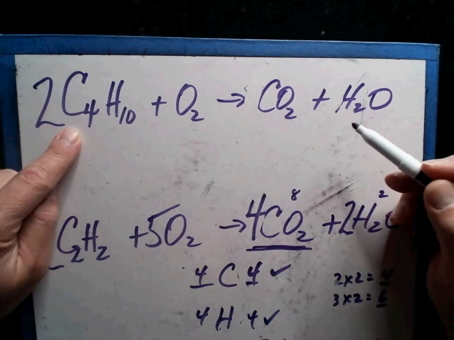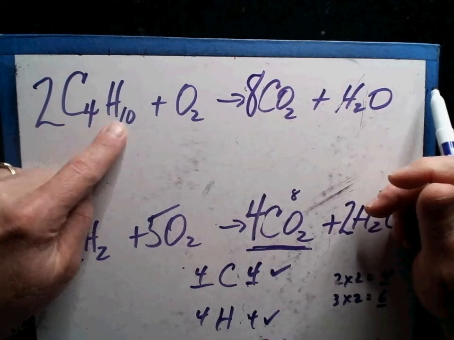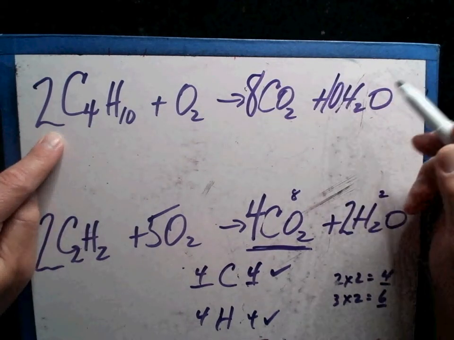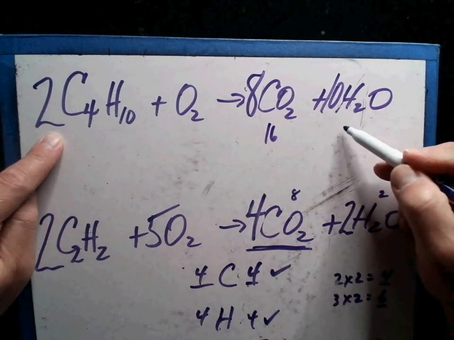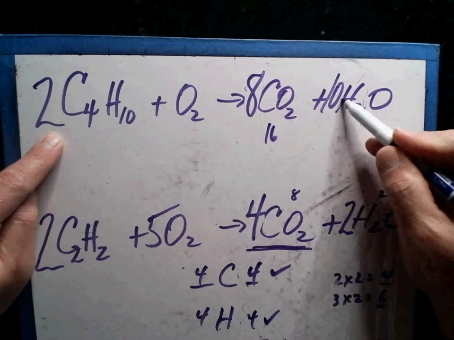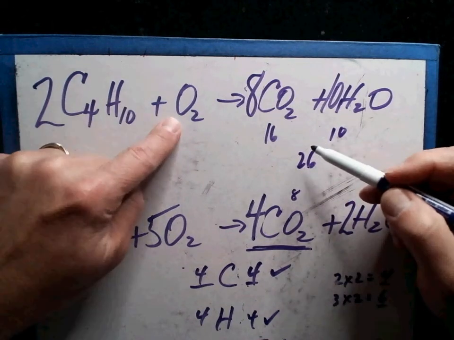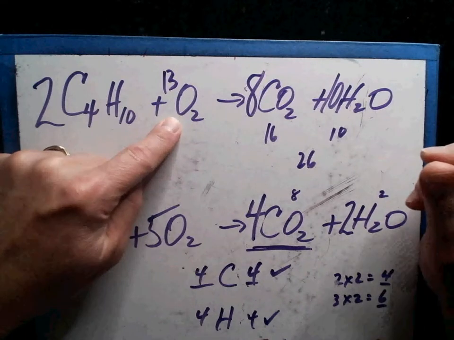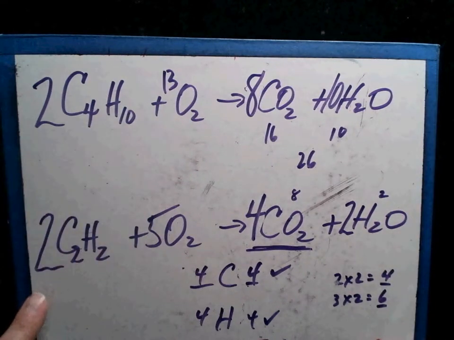Now, how many carbons? 4 times 2 is 8. So I need 8 carbons. Hydrogens, 20. Means I need a 10 there. So when I do that, I have 16 oxygens and 10 oxygens. Be careful when you count that. That's 26. What times 2 is 26? 13. Now let me give you a really big hint. Look at your coefficients down here.